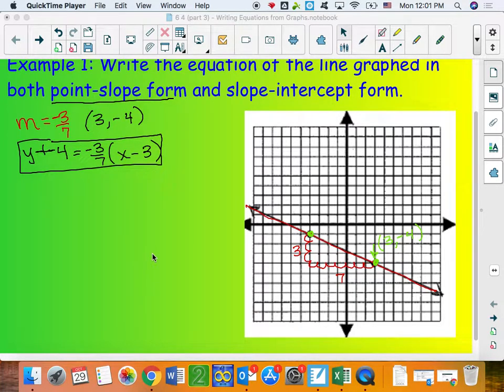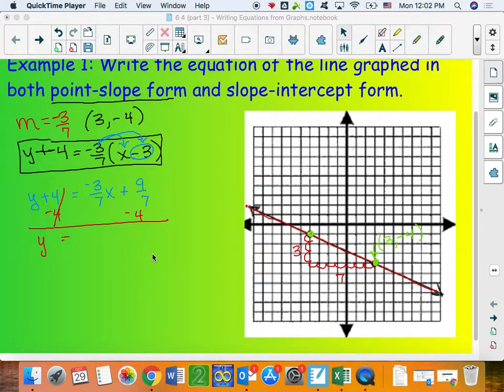Now I'm going to take that equation and put it in slope intercept form, which means I need to solve for y. So the first thing I need to do is distribute this through. So negative 3/7 times x is negative 3/7x. Negative 3/7 times negative 3 is a positive 9/7, and then equals, and then I'm going to bring down my y plus 4. Then my next step, I'm going to subtract 4 on both sides because I'm solving for y.